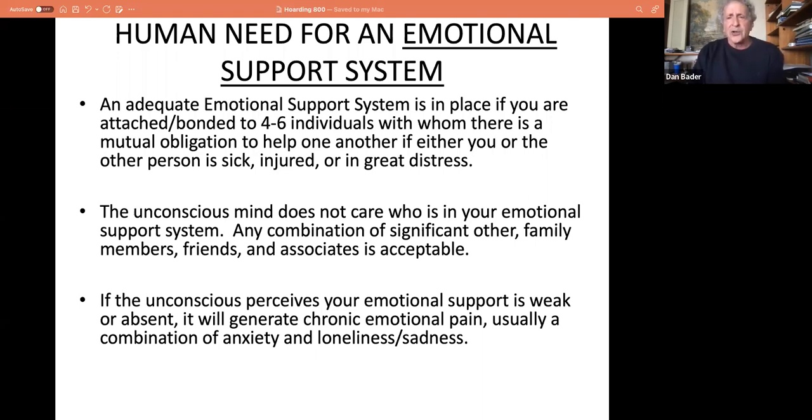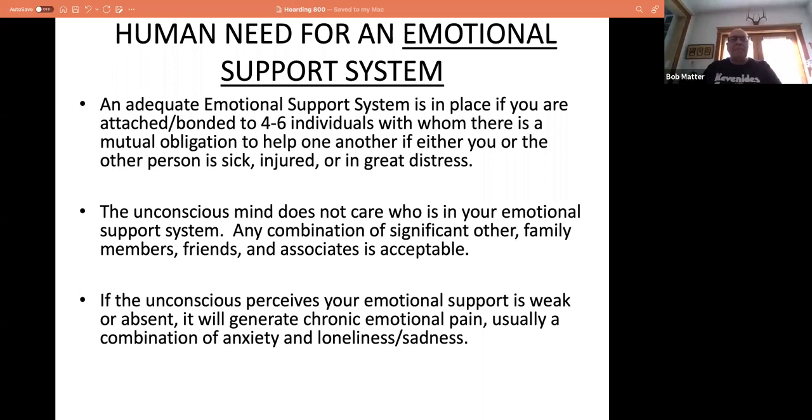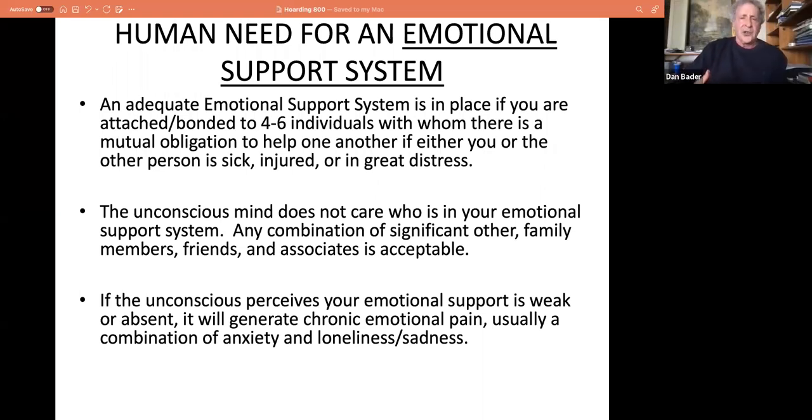An adequate emotional support system is in place if you are attached or bonded to 4 to 6 individuals with whom there is a mutual obligation to help one another if either you or the other person is sick, injured, or in great distress. Reciprocity is key here. If you start going down from 4 people, to 3, 2, 1, 0, it gets much more serious in terms of the emotional pain that someone is going to feel. Once you get past 6, to 7, 8, there's kind of a ceiling effect. It really doesn't have much of a benefit. But the key here is, again, reciprocity. You have people who are willing to help you, and you are willing to help them if they're in need.